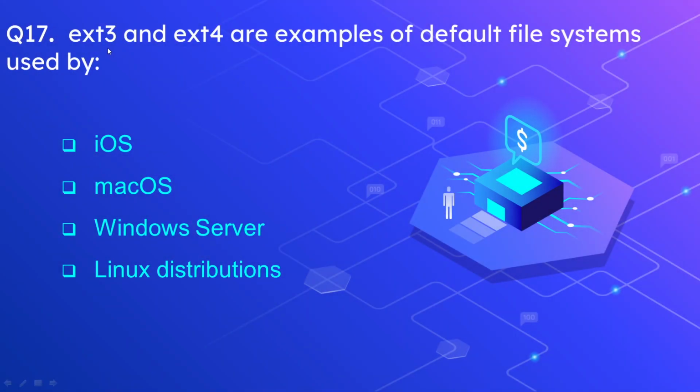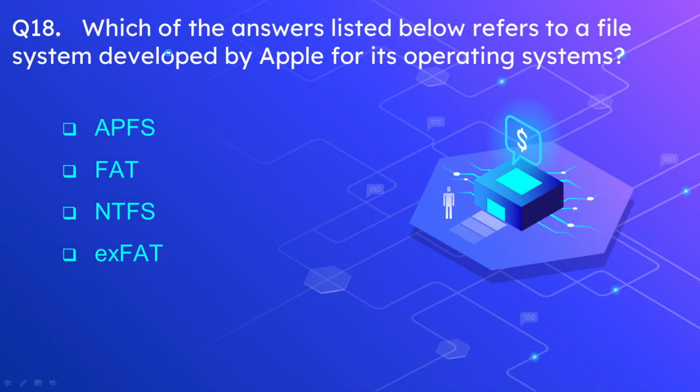Question number 17 is that ext3 and ext4 are example of default file systems used by. Options are iOS, macOS, Windows Server and Linux distributions, and the correct answer is Linux distribution. Question number 18 is which of the answers listed below refers to a file system developed by Apple for its operating system? And the options are APFS, FAT, NTFS, and exFAT. And the correct answer is APFS, that is Apple File System.